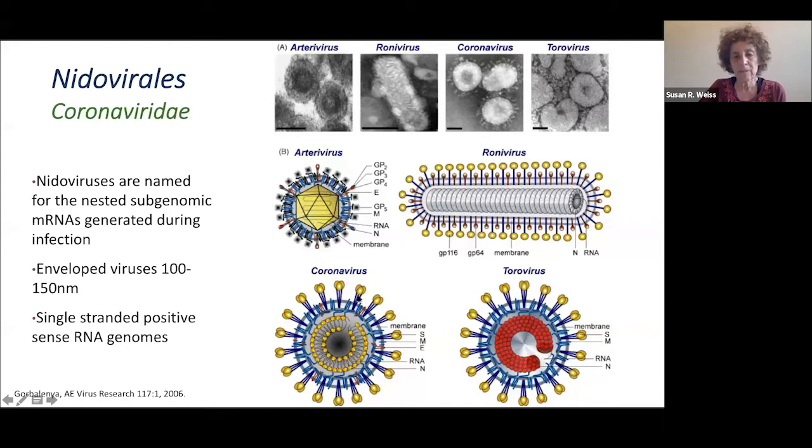And here's a picture of them. The coronavirus gets its name from its corona-like spikes, the corona-like morphology, and that's due to these spike proteins in the membrane. I think everybody's heard about the spikes, and we'll talk about them some more.